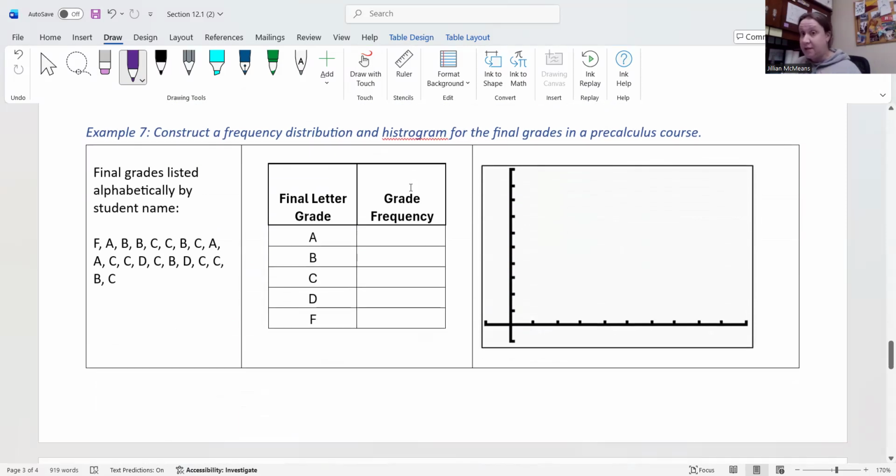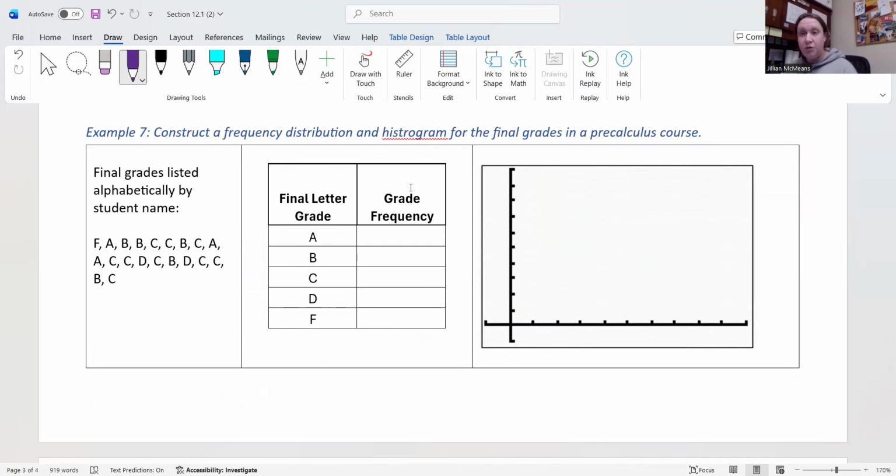All right, moving along, let's do another one. So you can technically have a frequency distribution where the data items are not numerical, okay? So in this particular case, it says construct a frequency distribution and histogram for the final grades in a pre-calculus class. And in this case, we were not given numerical final grades, we were given letter grades, okay? So the final letter grades are A, B, C, D, F.